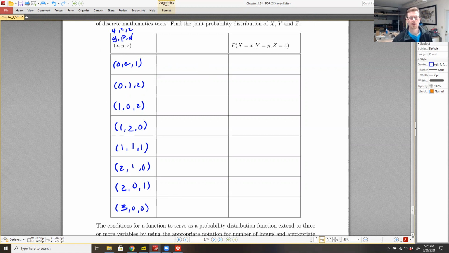So how many ways are there to choose 0 books of the 4 geometry? Well, 4 choose 0. How many ways to choose 2 of the 2 probability texts? Well, 2 choose 2. And then how many ways to choose 1 of the 2 discrete texts? Well, 2 choose 1. And we're dividing by, there are 8 texts total, and we're choosing 3. So we divide by 8 choose 3.